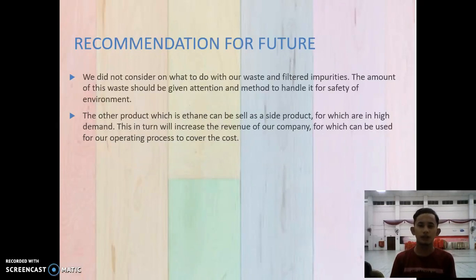So, for the recommendation for future, we did not consider what to do with our waste and filtered impurities. The amount of this waste should be given attention and a method to handle it for the safety of the environment. The second one is the other product, which is ethane, can be sold as a side product, which is in high demand. This in turn will increase the revenue of our company, which can be used for our operating process to cover the cost.